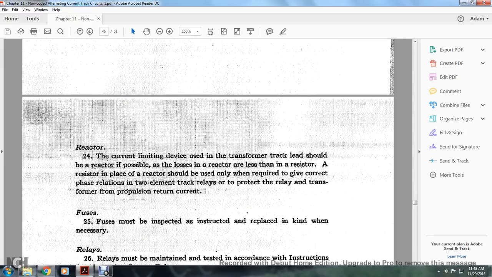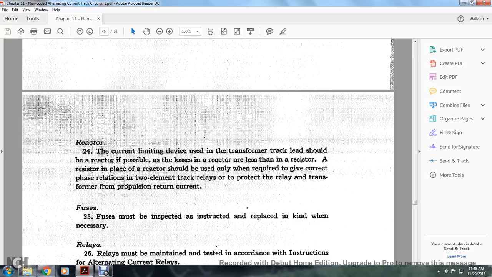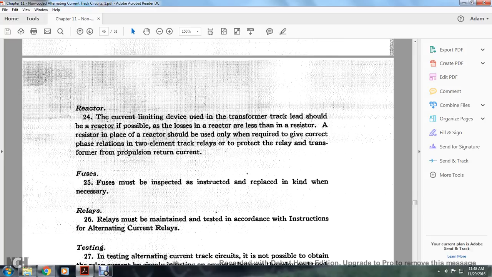Reactor. 24. The current limiting device for use with the transformer to track lead should be the reactor. If possible, the lead should use a reactor rather than a resistor. The resistor placed with the reactor should be used only when required to directly phase the relationship with two-element track relays, to protect the relay and transformers from the propulsion and return current. Fuses. The fuses may be inspected in accordance with the instructions but replaced in kind when necessary. 26. Relays must be maintained and tested in accordance with the instructions.